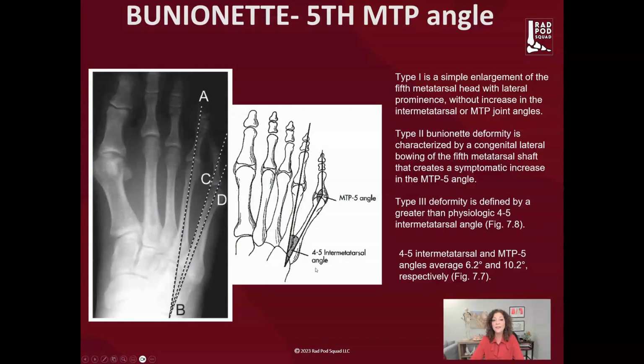Let's talk about bunionettes. That's the varus angle that the 5th MTP is often making. And we can see that here as we bisect the 5th metatarsal and create the vector that gets the plane of the 5th, and along the 5th toe, we can understand that 5th MTP bunionette angle. And then, of course, there's an intermetatarsal angle called the 4th and 5th intermetatarsal angle. And that is often widened in more severe cases of bunionette.